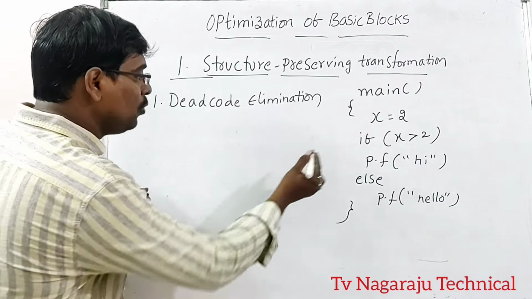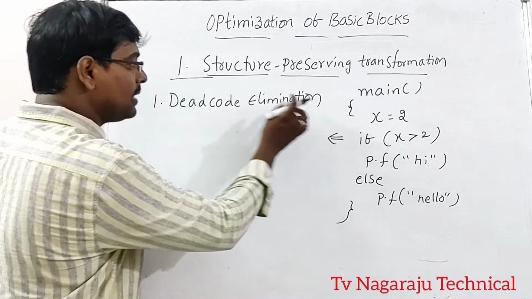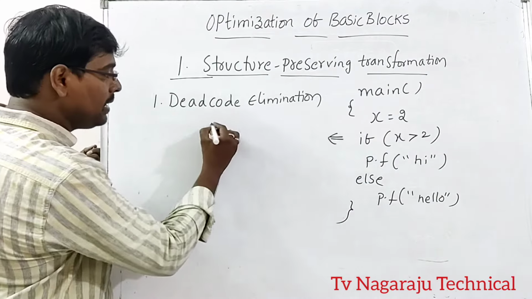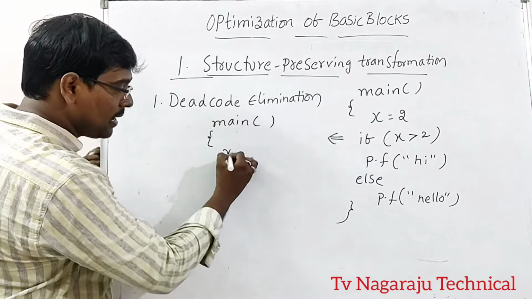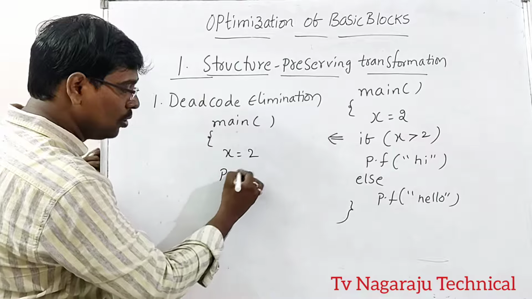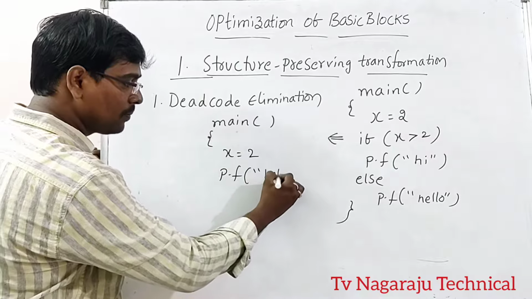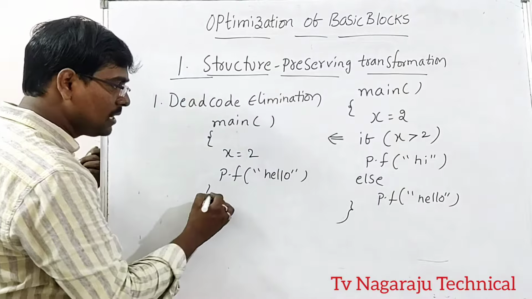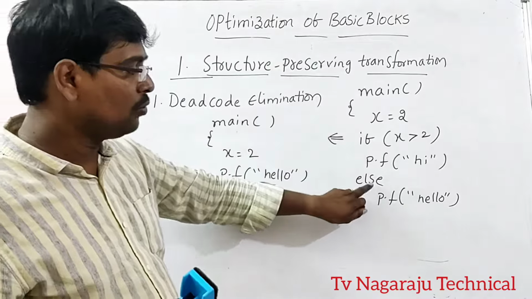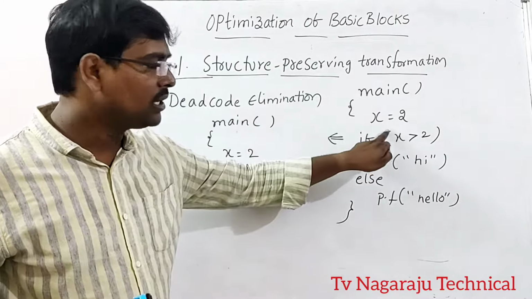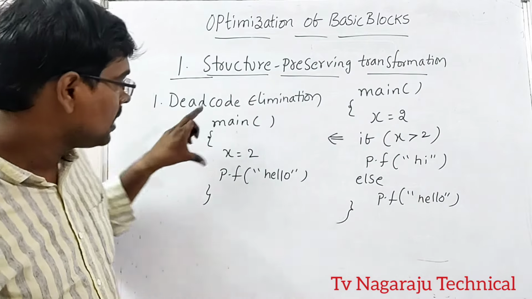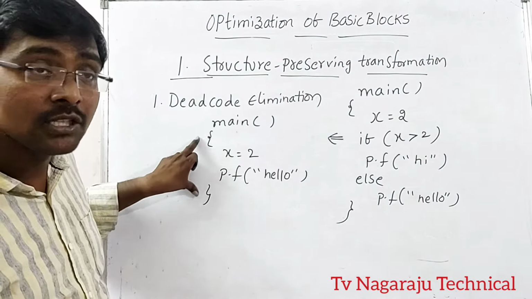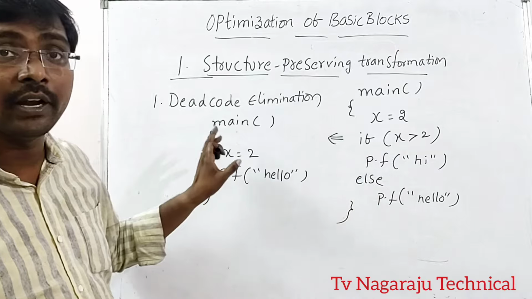Now, how do we optimize the code? Simply eliminate such code. How to eliminate? main, x is equal to 2, printf hello. The if condition always fails, so we move to the else block. Instead of checking the condition, I directly print hello. This is called optimized code, elimination of dead code.